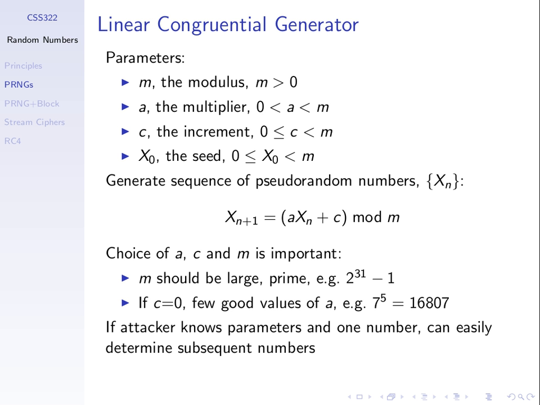And for the other values, if you set the increment C to 0, there are only several good values of A, the multiplier. One example is 7 to the power of 5, 16,807. If you use these two values and C equal to 0, it gives us a reasonably good random number generator in that the sequence is long and those numbers in that sequence exhibit randomness. So that's just an example of an algorithm that generates pseudo-random numbers. Of course, the optimal parameters need to be selected to give a good random sequence.